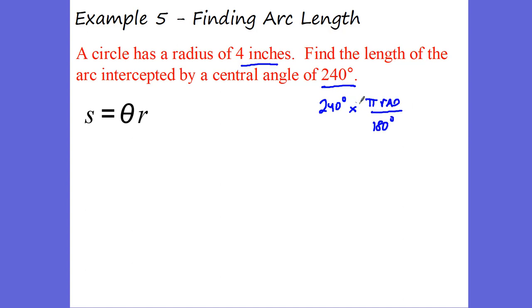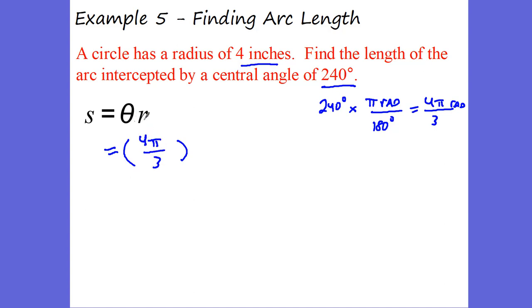Why? Because the degrees have to cancel out. So we have 240 divided by 180. If you put that into a fraction, that ends up being 4 over 3. The pi continues, and we have radians. And now we're able to put it in the equation. Remember, this angle right here has to be in radians.